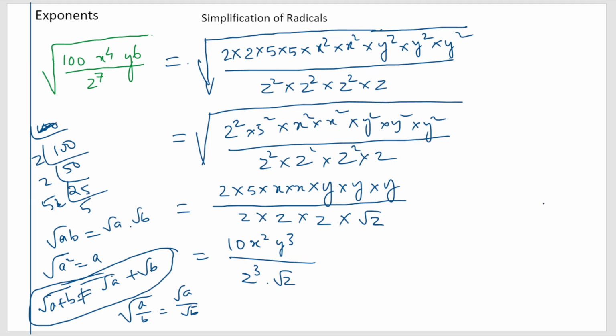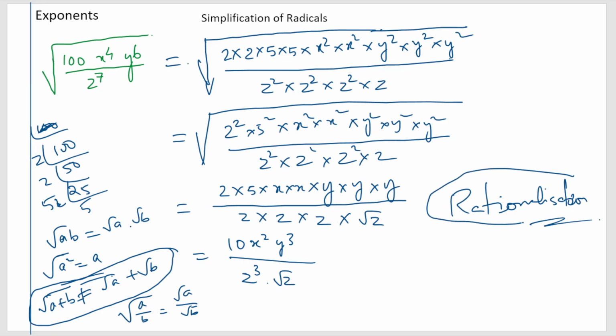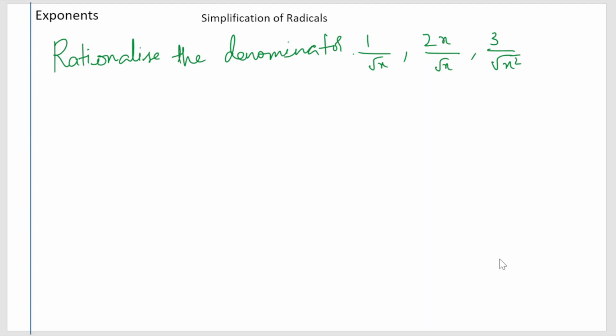Here we can also do rationalization. We can rationalize the denominator here so that this radical will not be present in the denominator. We generally do that in some problems also. They ask us to rationalize the denominator and all. We'll look at that in the next slide. See, rationalizing the denominator. Now we have 3 questions here.